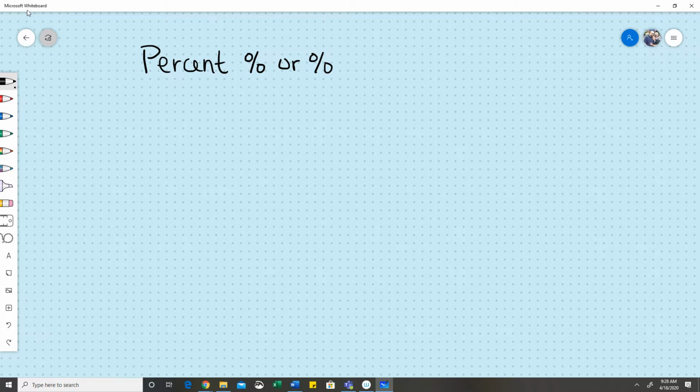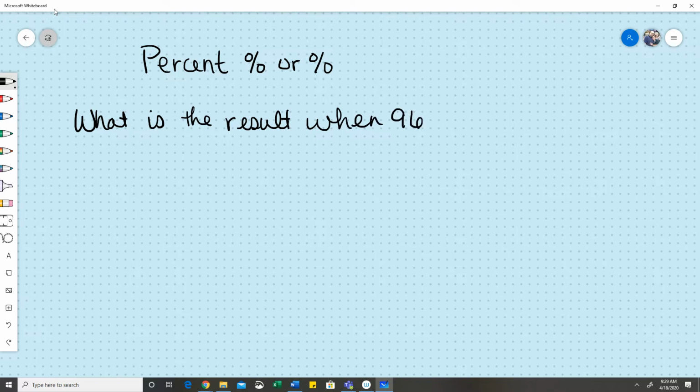Okay, so if you get a question like, what is the result of a number? Let's go with, let's say 96. So what is the result when 96 is increased by 25%? Okay. So first of all, increased, we know that we're going to be adding. Increased is an adding. We're going to need a number that gets bigger than 96.